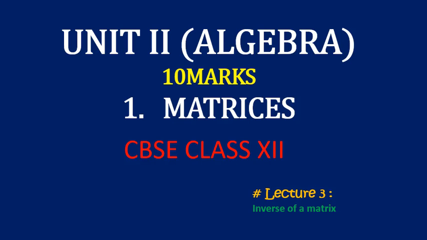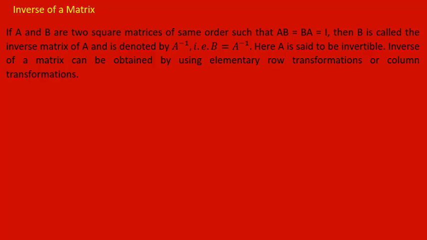Now in this lecture we will see what is the inverse of a matrix and how we can obtain the inverse of a matrix. So, inverse of a matrix. If A and B are two square matrices of the same order such that AB equal to BA equal to I, then B is called the inverse matrix of A and is denoted by A inverse.